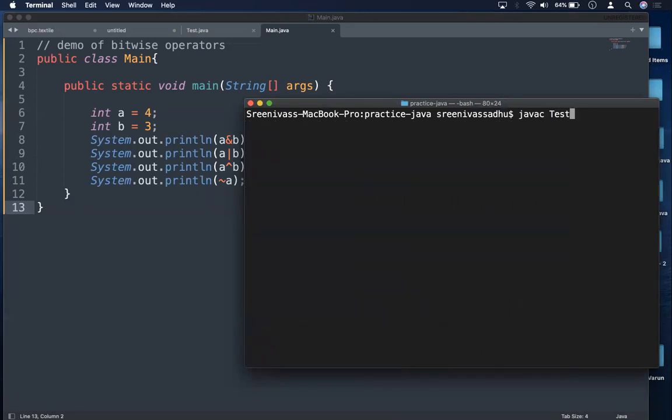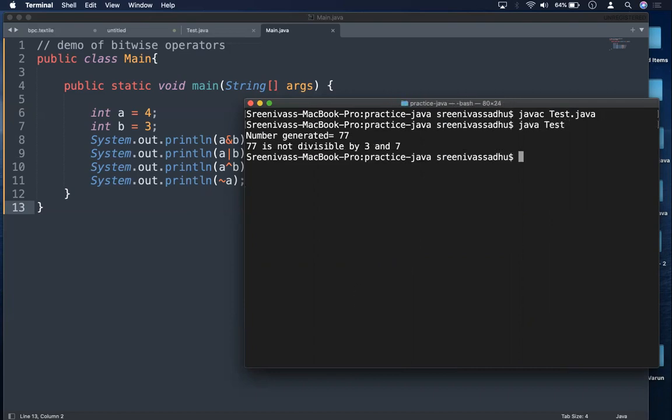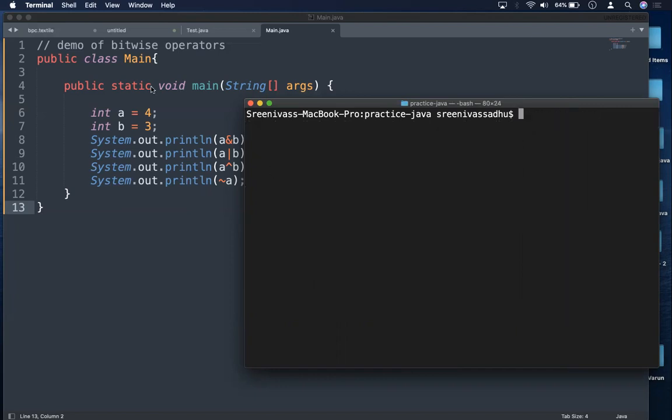javac Test.java and java Test. Sorry. Okay, so now I have renamed this as Main, right? So now javac Main.java, java Main.